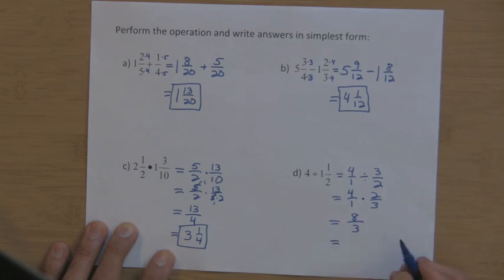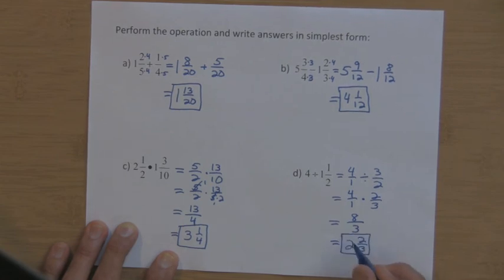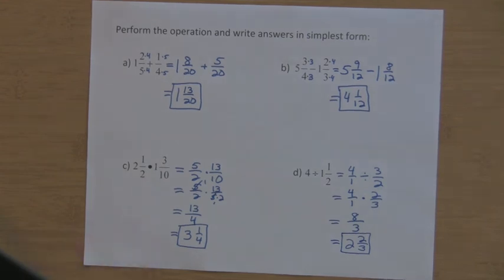You can make that a mixed number if you choose. That's going to be 2 2/3. So that is my simplest form answer. There you go. That's skill 1.